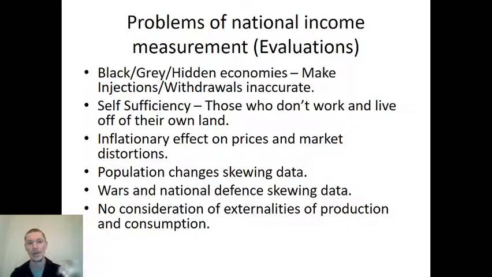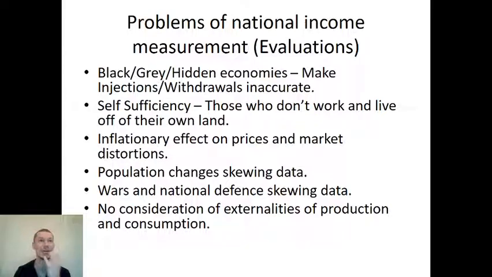Okay. Just to evaluate as my final point then, no theory is perfect, and you would argue that the black, the grey, the hidden economies, the moonlighting, the subsistence living, make injections and withdrawals inaccurate. Those living self-sufficiently, who don't work and live off their own land, well, if they're not monetizing, if they're not spending money to consume, if they're not saving, they'll pull away from the circular flow. Inflation can distort the market. Inflation, we know, is that general increase in prices, which may artificially drop consumption. Population changes will skew the data.